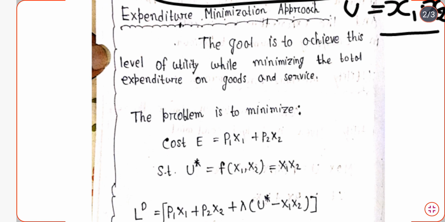Our problem is to minimize the cost. The cost is given as p1 into x1 plus p2 into x2. p1 is the price of x1 and p2 is the price of x2. x1 is the amount of good one consumed and x2 is the amount of good two consumed. What is our subject to constraint? Our constraint is basically to keep the utility the same. So our constraint is u star equals the function of x1 and x2, equals x1 into x2. This is our subject to constraint.